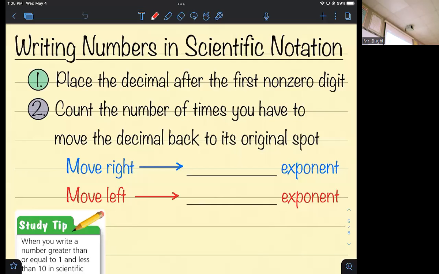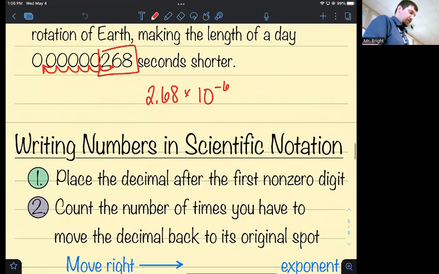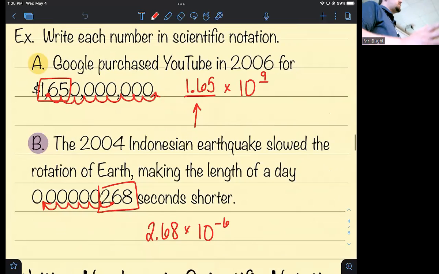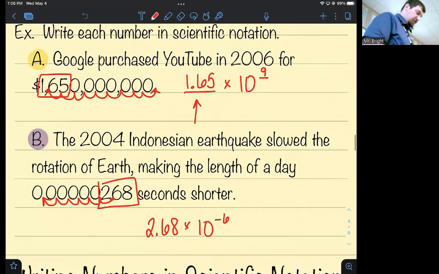All right. Writing numbers in scientific notation. We talked about this yesterday. We actually did it with these last two examples. We spent most of the time, however, talking about how to turn a number that's written in scientific notation into standard form. And now we're going to go standard form to scientific notation.